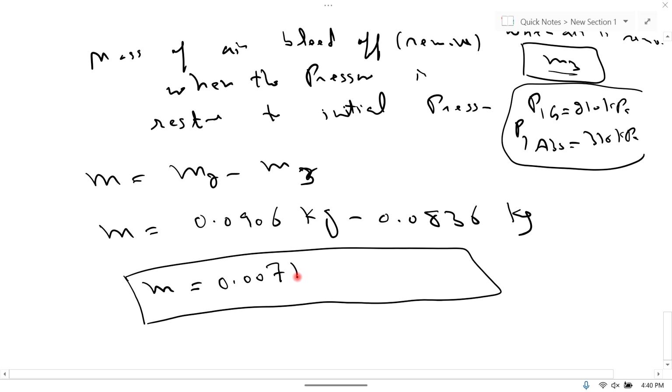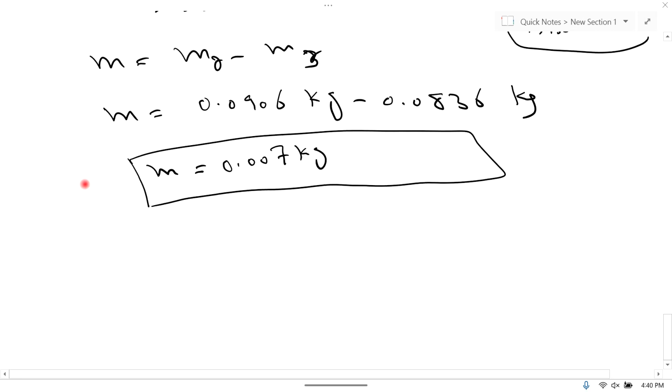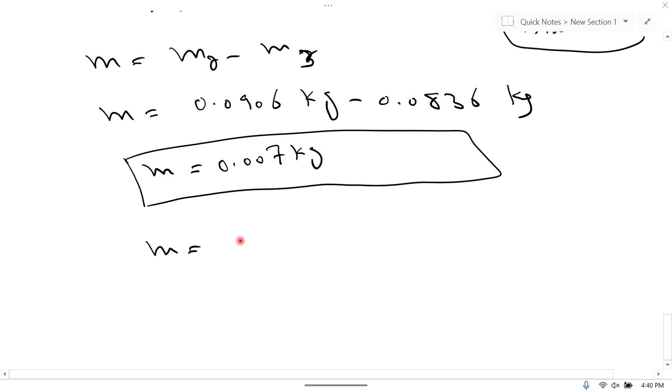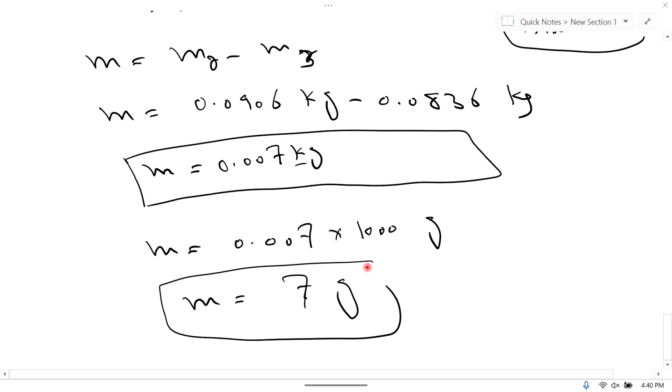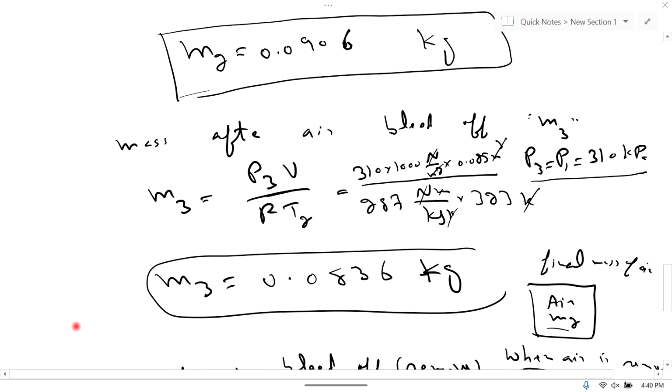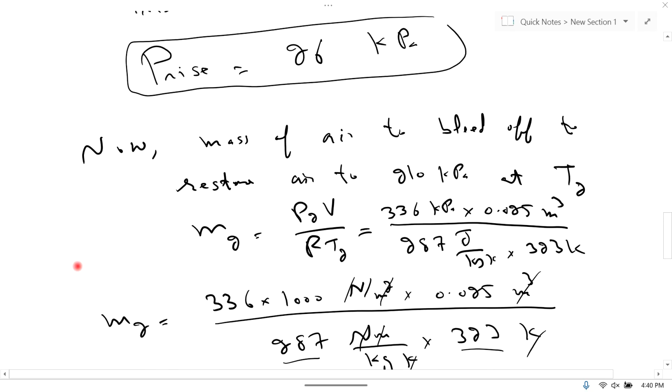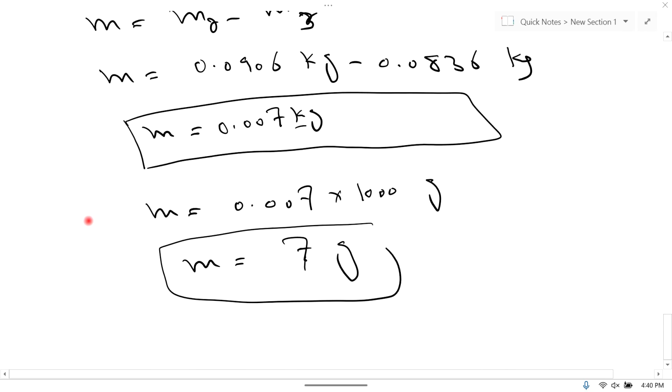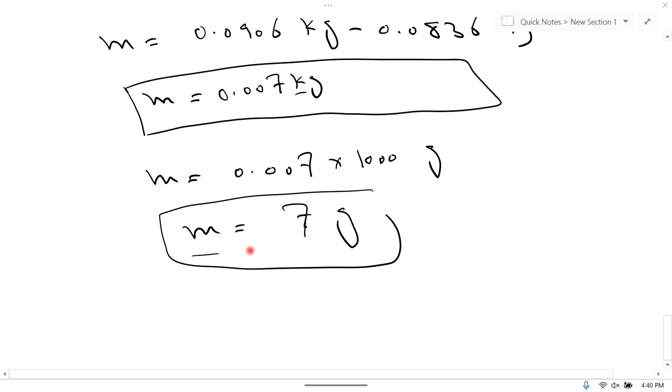0.007 kilogram. If you want to convert this into grams, 0.007 multiplied by 1000 gram, because kilo is 1000, so the mass is 7 gram. And this is the final answer. So the pressure rise in the problem is 26 kilopascal, and the mass of air to be removed is 7 gram.